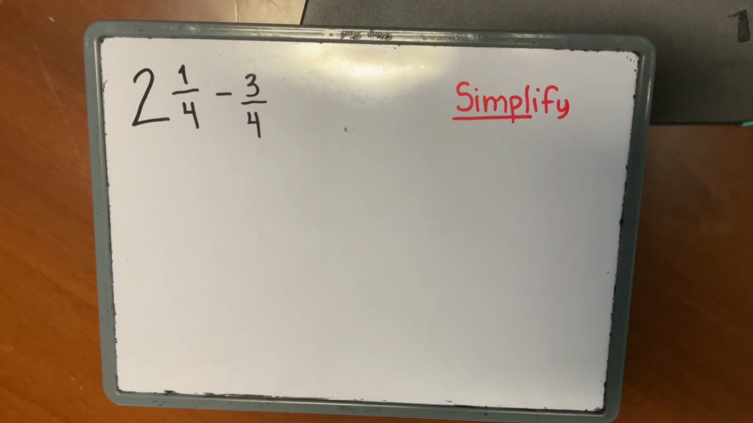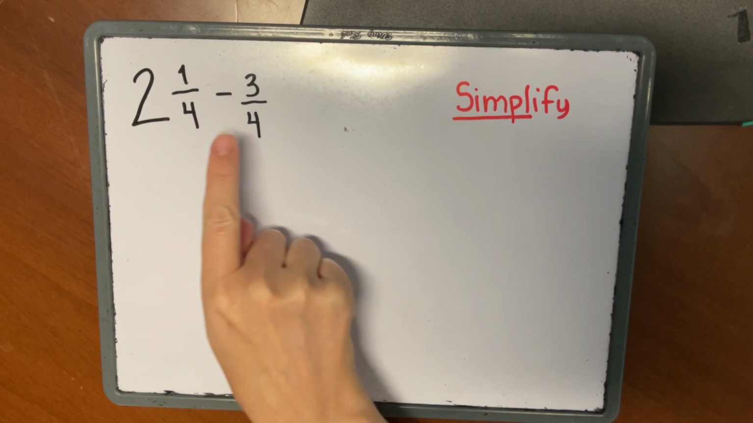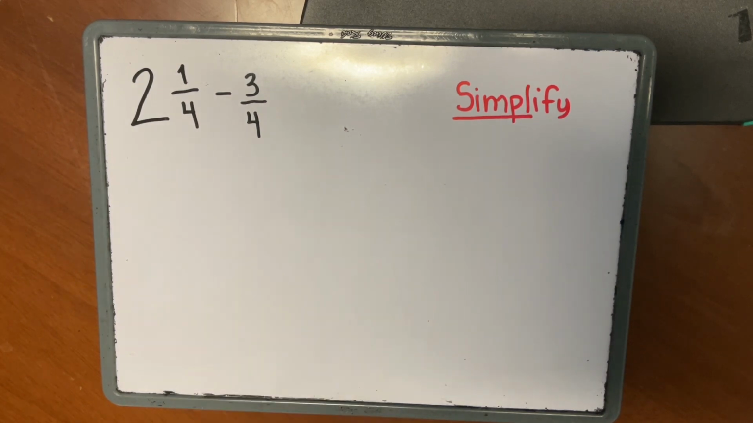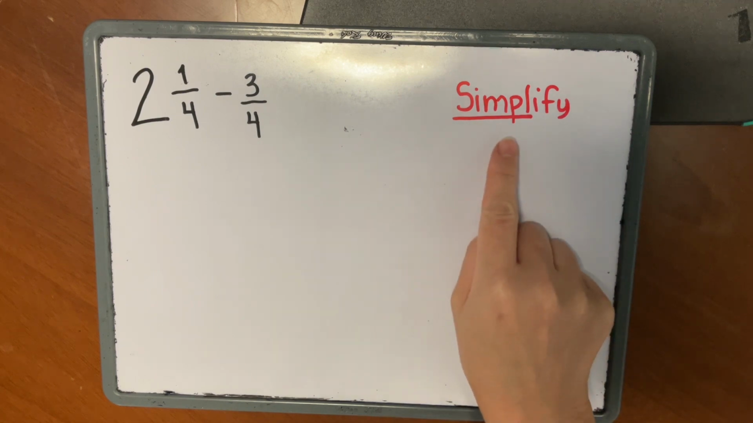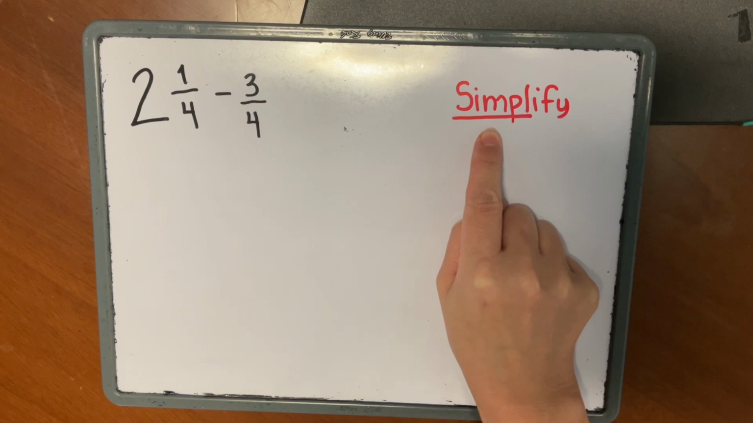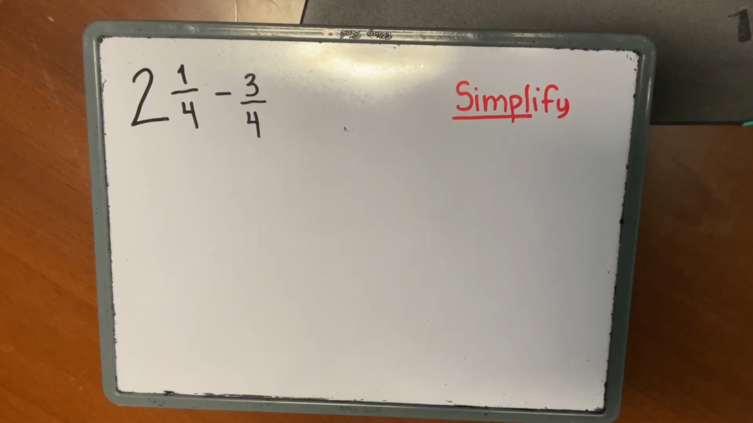Now let's subtract some fractions. Again, we have a mixed number and a proper fraction. Both are proper fractions. And just like when we were adding, I want you to simplify or trade out to make it a simpler way to write the fraction.